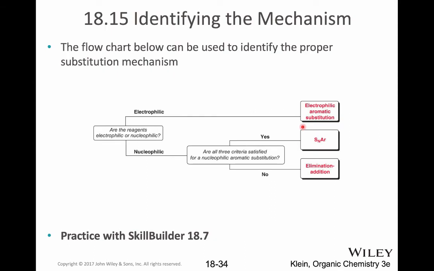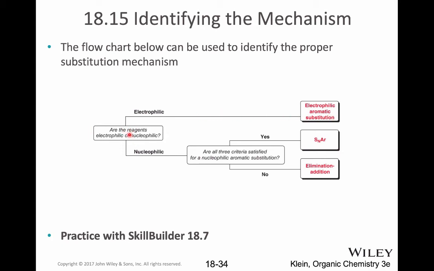So at this point, we have three different types of reactions we can do with an aromatic ring. We can either do an electrophilic aromatic substitution, a nucleophilic aromatic substitution, or an elimination addition reaction. So when you see an aromatic ring, to distinguish between these three reactions, you want to ask yourself, are the reagents being used to modify the aromatic ring electrophilic or nucleophilic? If they're electrophilic, things like bromine, nitric acid, sulfuric acid, alkyl halides, acyl chlorides, those are all electrophilic reagents, then you're doing an electrophilic aromatic substitution.